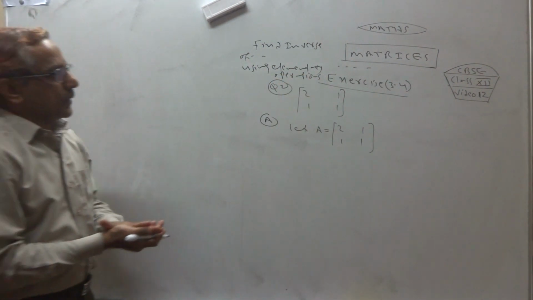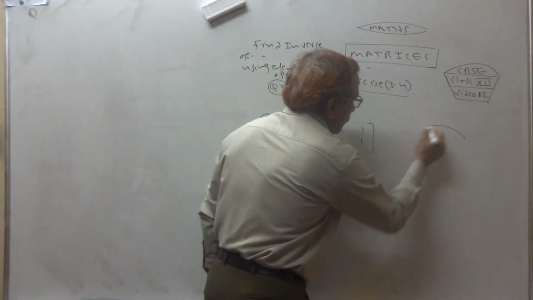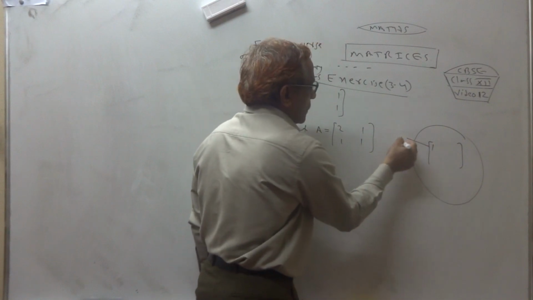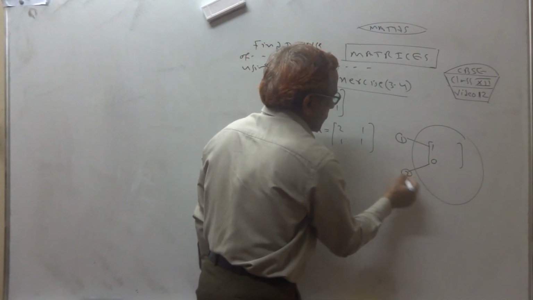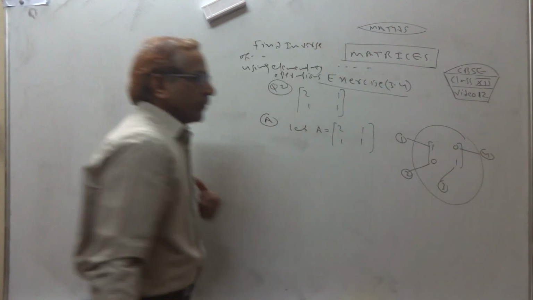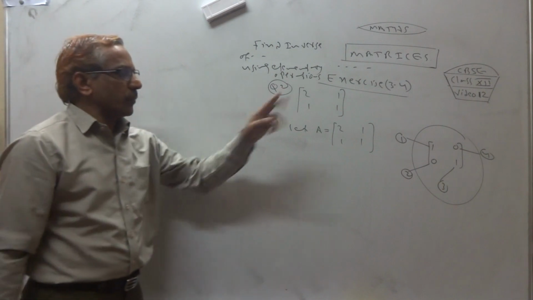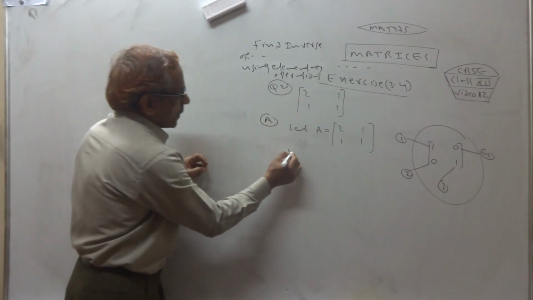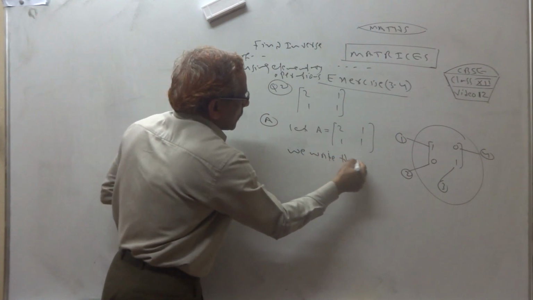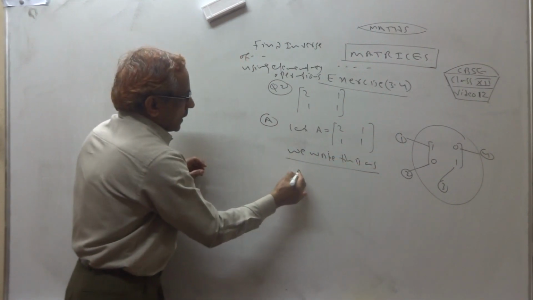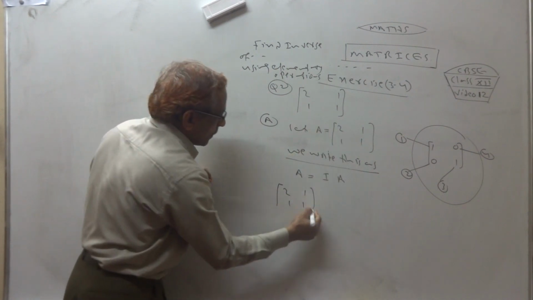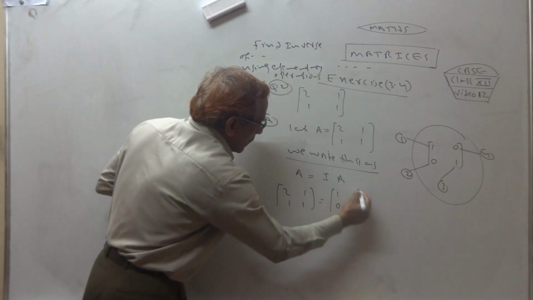Yes. So please see, every time what you have to do, you first make this 1, first step, then 0, second step, then make this 1, third step, make this 0, fourth step. So you should always make 1 0 0 1. Okay, we start first. We first suppose by A, we write this as A is equal to IA. A is 2 1 1 1, I is 1 0 0 1, A.